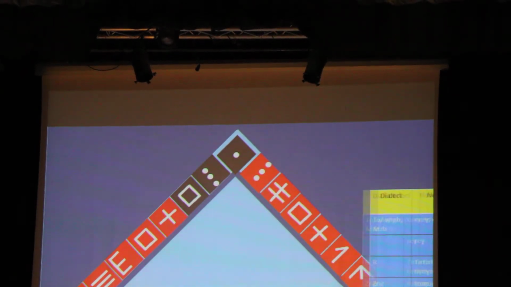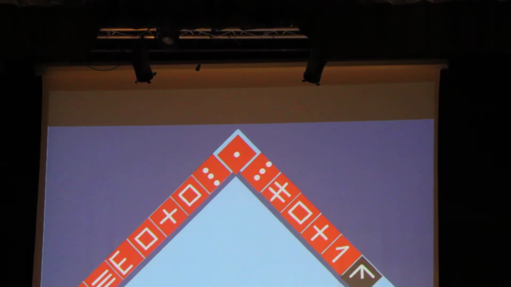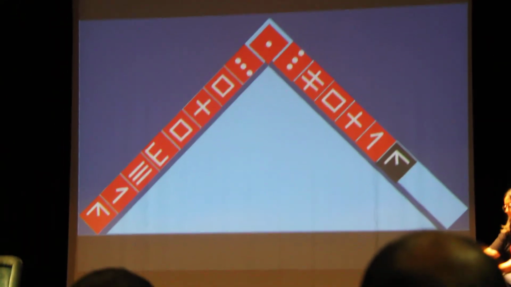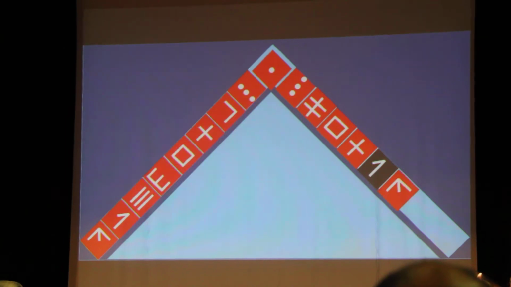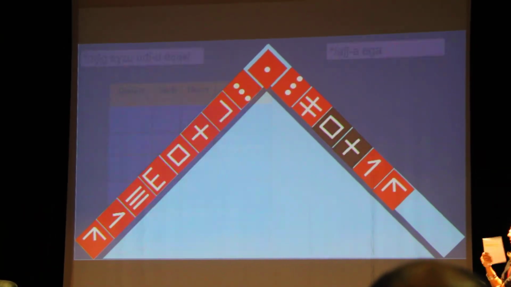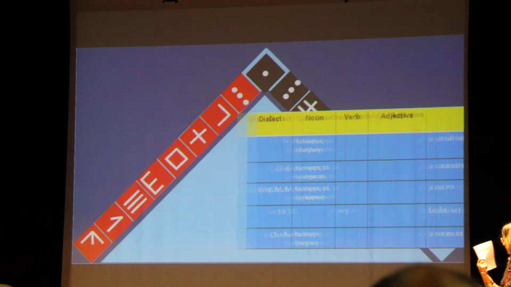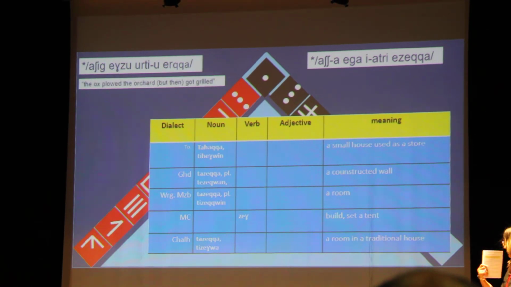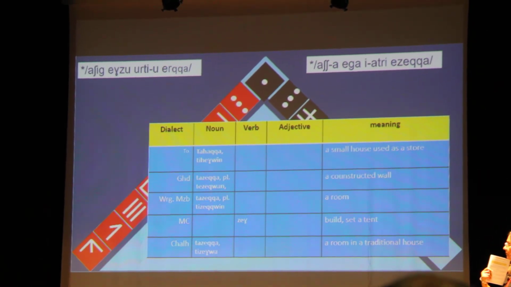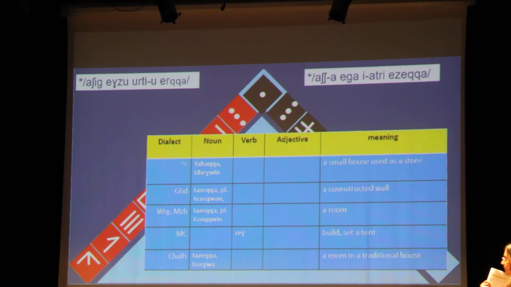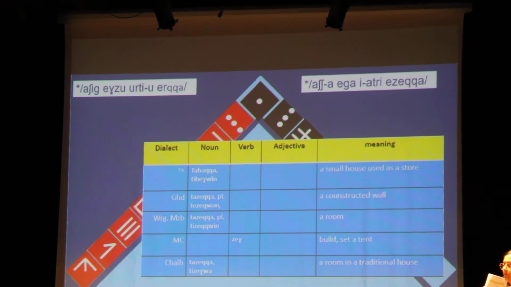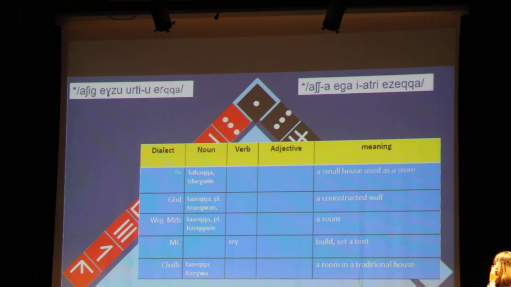So we should read the whole thing in the following way, because I'm being rushed, so I will have to give you my conclusion. My conclusion from this phonological analysis is that what we have here is something like this. It is my final interpretation. Here it is. It goes like this. Ashig irzo urti irqa. Asha iga irti izqa.